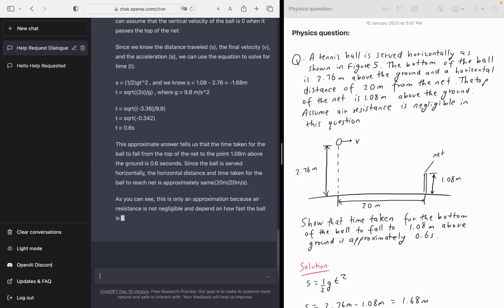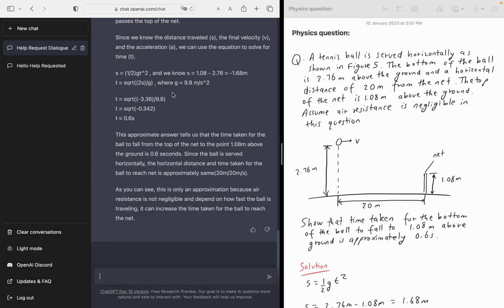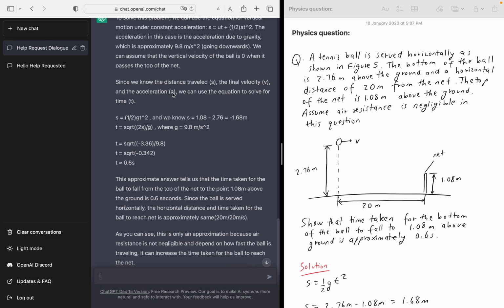Now it's just rerunning, so it's given s is equal to half gt squared, and we know that s is equivalent to 1.08 minus 2.76, which is equivalent to minus 1.68 meters. Okay, pretty good actually. The time is the square root of 2s divided by g, where g is equivalent to 9.8 meters per second squared, so it's doing a pretty good job.